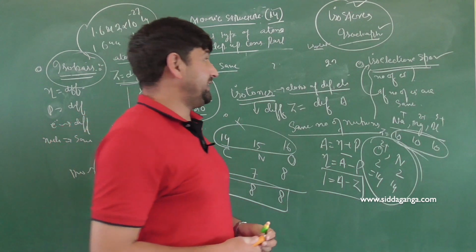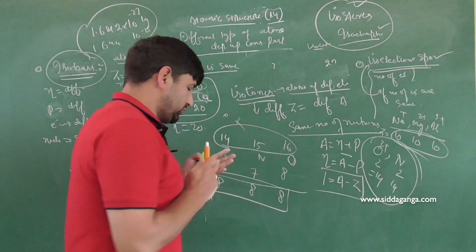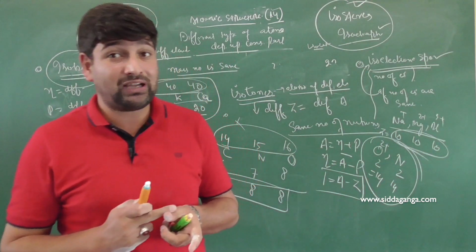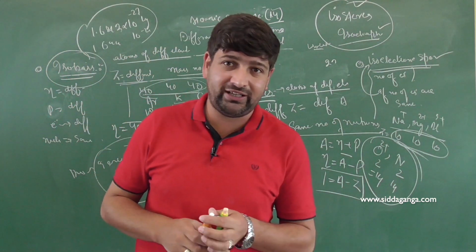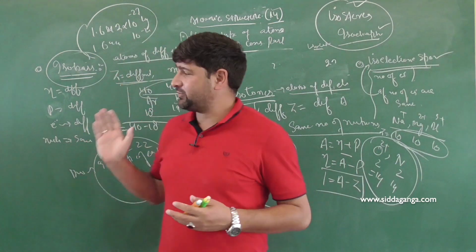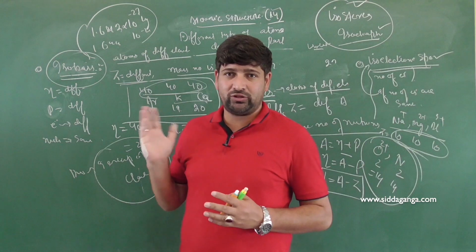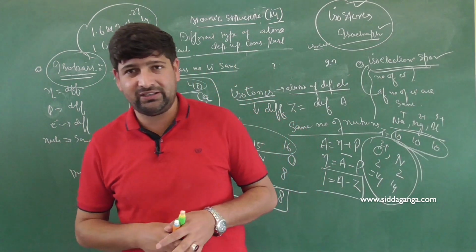So there are 6 classes I have discussed: isotopes, isobars, isotones, isosteers, isodiaphers and isoelectronic species. Am I clear? This was a short discussion that we had to do, children. So we will continue with the question solving of this atomic structure. Am I clear with this? Thank you.